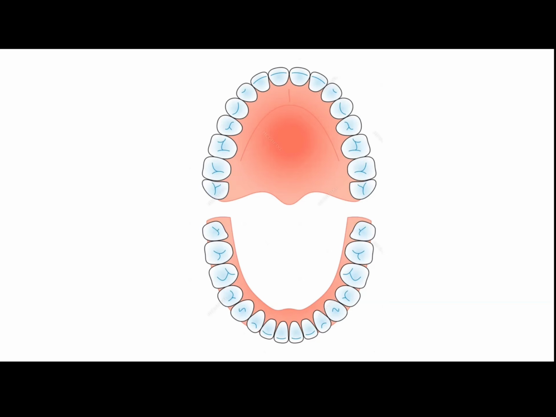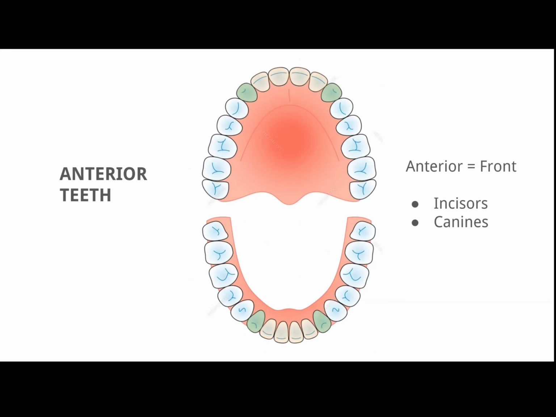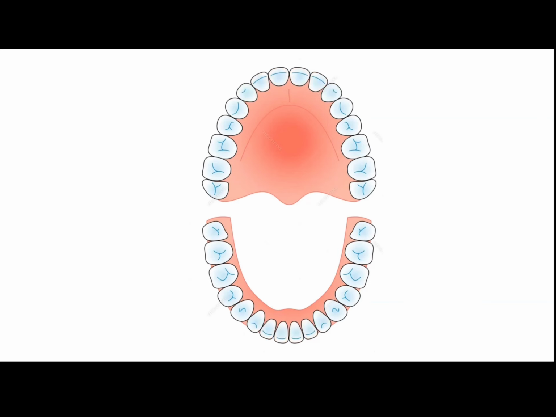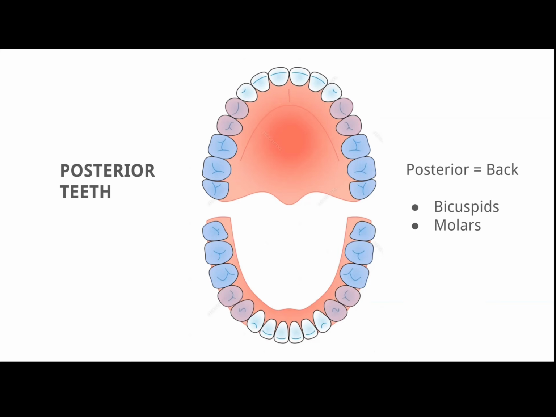We can further say what kind of tooth it is depending on the location in the mouth. We call the front teeth anterior teeth because anterior means front, and that includes the incisors and the canines. The rest of the teeth that are in the back, we call posterior teeth because posterior means back, and that includes the bicuspids and the molars.